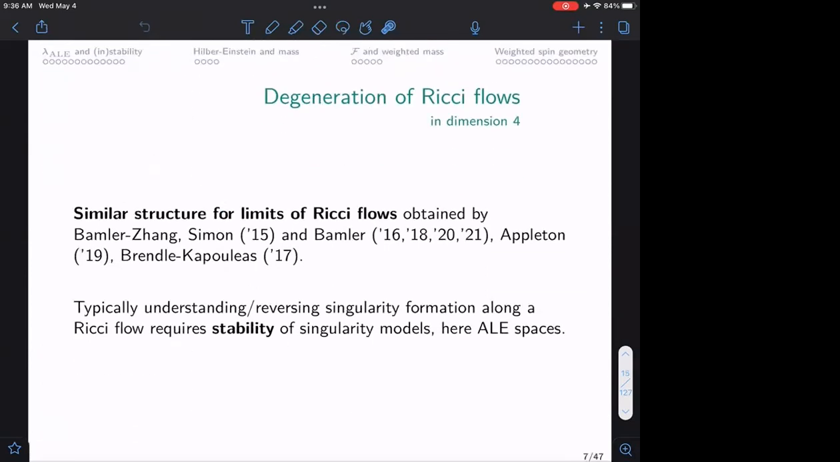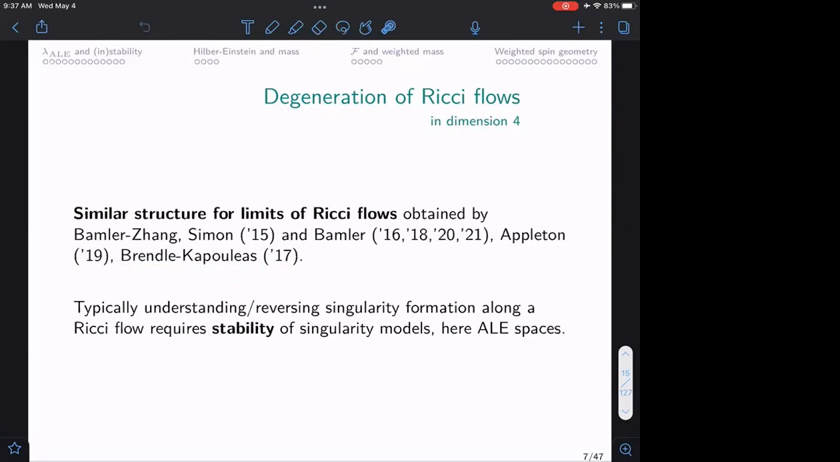Indeed, it's been proven by Bamler, Zhang, Simon, and Bamler in different settings that limits of Ricci flows can have orbifold singularities, and at least with bounded scalar curvature, the way they appear is really through Ricci-flat ALE metrics. And it's been actually obtained explicitly by Appleton and in a different way by Bamler and Cabezas-Rivas, which is a very different construction, but still you have a Ricci flow that exhibits such a degeneration, but at time minus infinity, so it's a bit different.